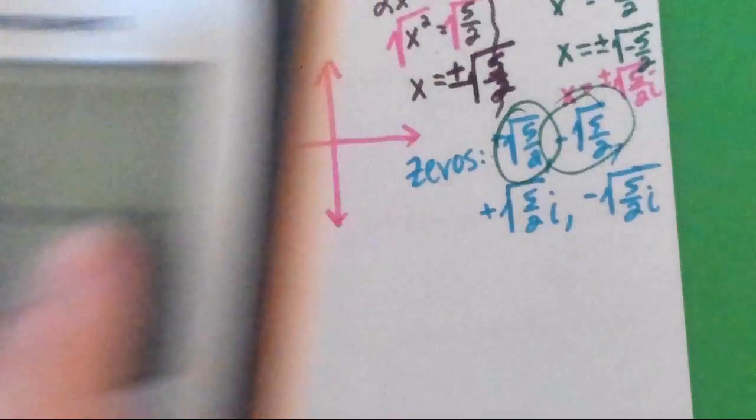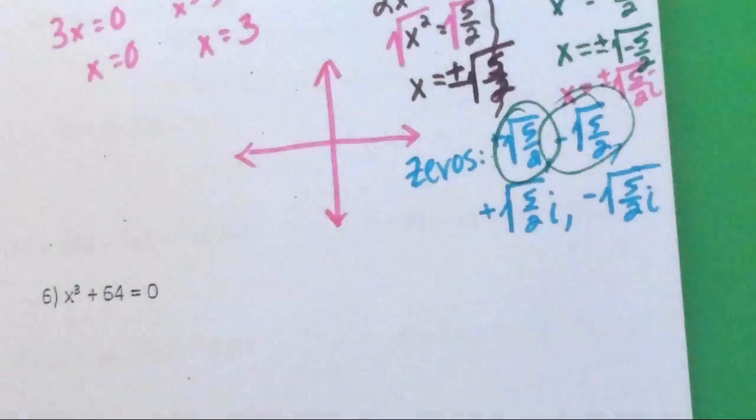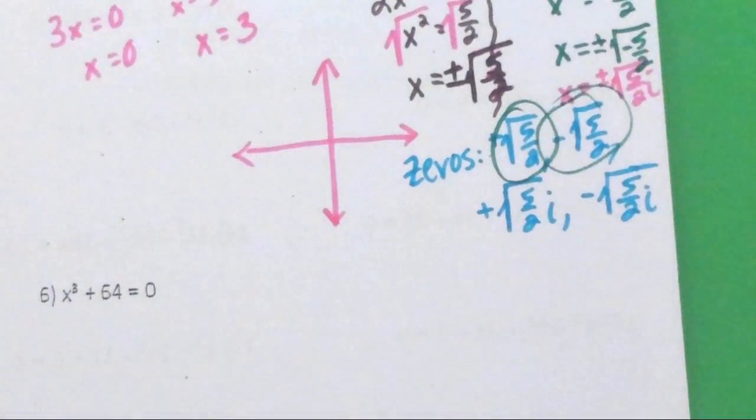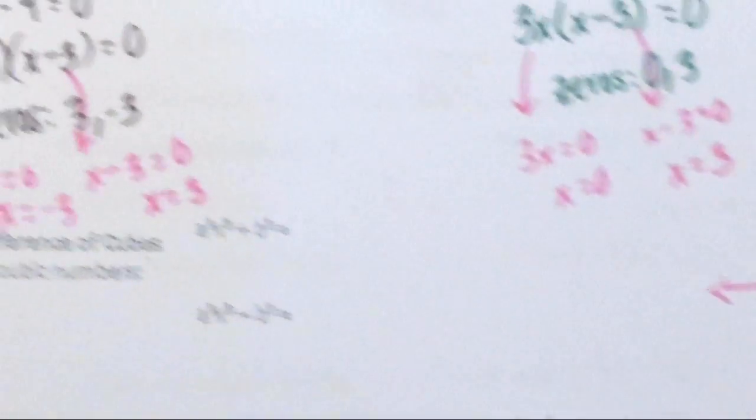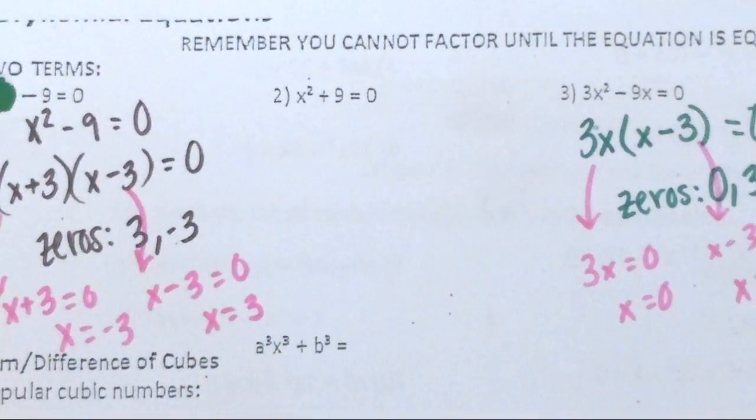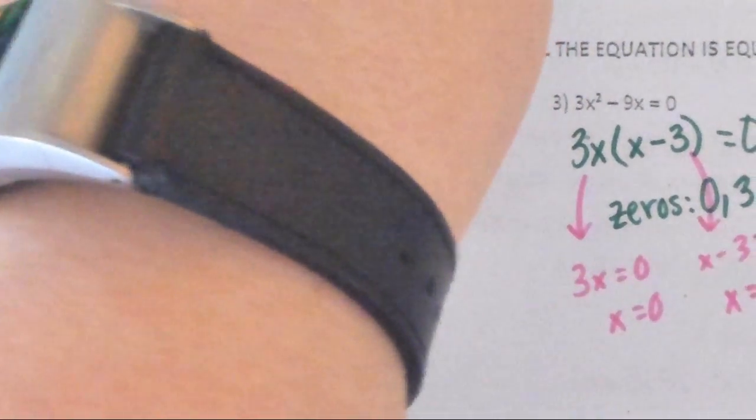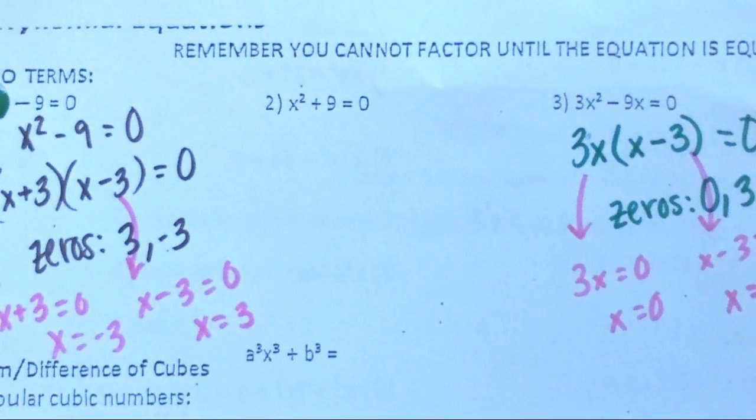Okay, let's go back to the one we've been skipping. Let's go back to number 2. How can we factor this? Can we factor this? Do you know how to factor this? I don't know how to factor that. The only thing I know to do is to solve.